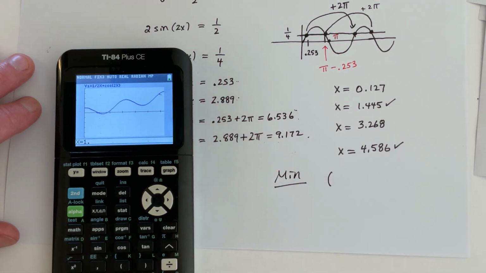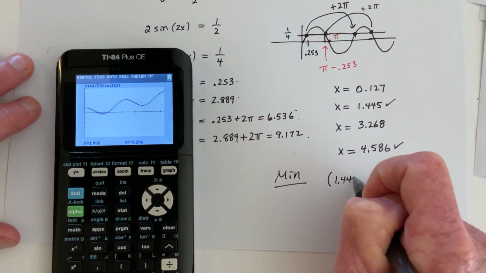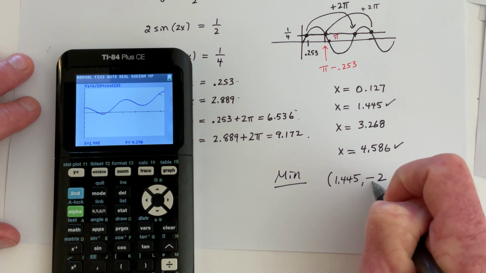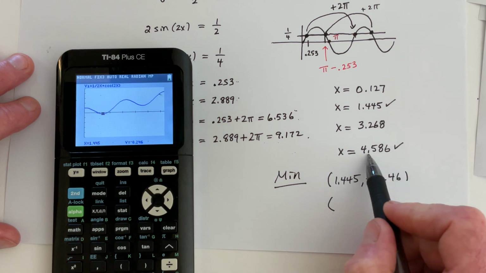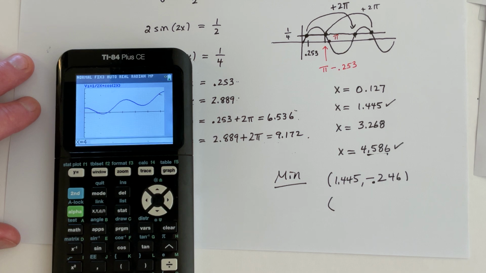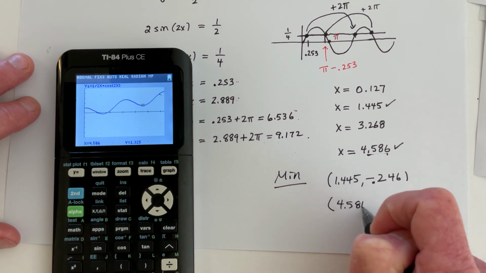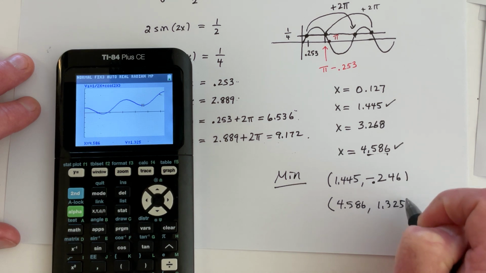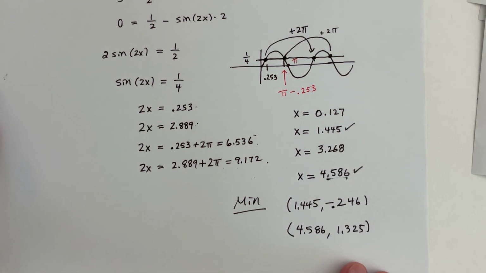So 1.445, and then write that down as a point, 1.445, comma, negative 0.246. And then this should be the next one. So the 0.4586 should be that point. 4.586. Yes, that looks good. So the other minimum, 4.586, comma 1.325. All right, we've now done part A, B, and C.